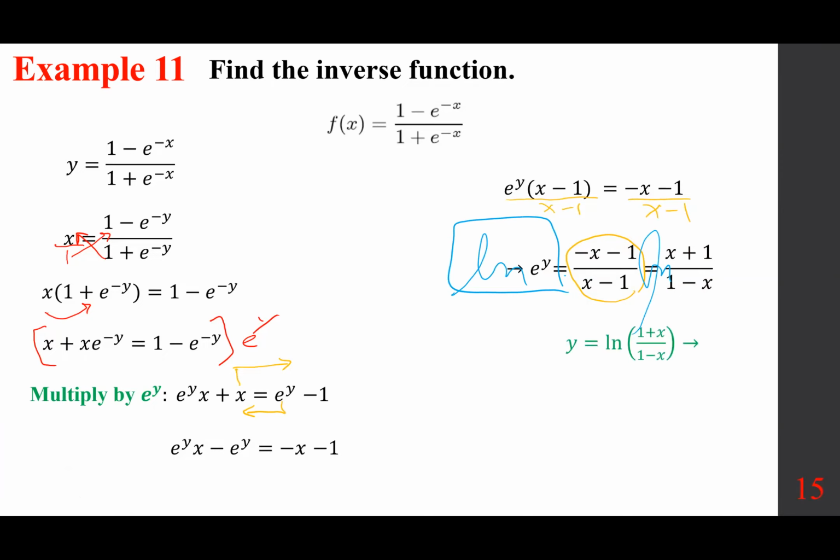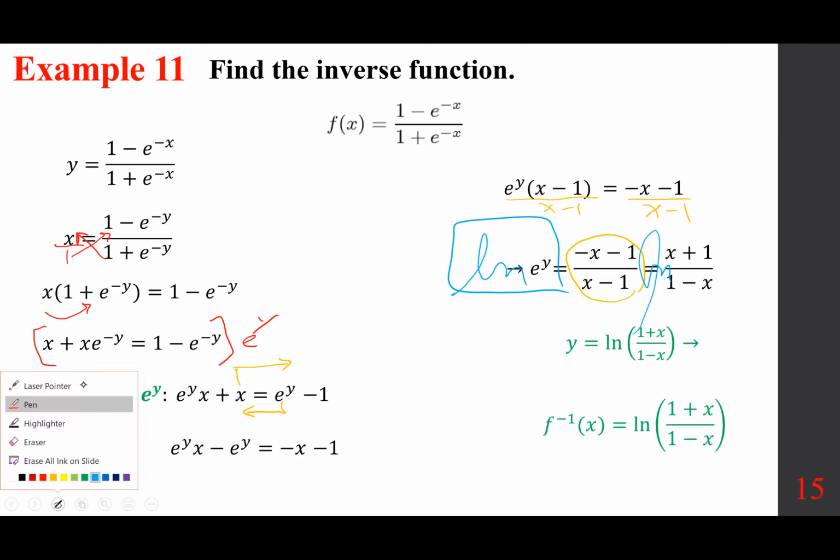And we call it F inverse. So F inverse is ln of (1 plus x) over (1 minus x). And I highly recommend you try F inverse to show this is correct. And that shows the information and knowledge about exponential as well as logarithmic functions and how they work together.